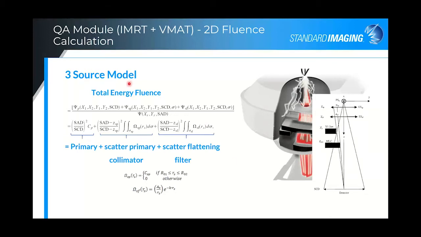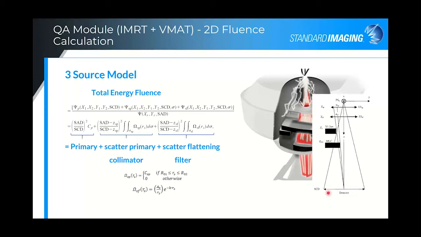So it's a three-source model. One has the total energy fluence. The first component is from the primary. The second component in the equation is the scatter from the primary collimator. The third component is the scatter from the flattening filter.